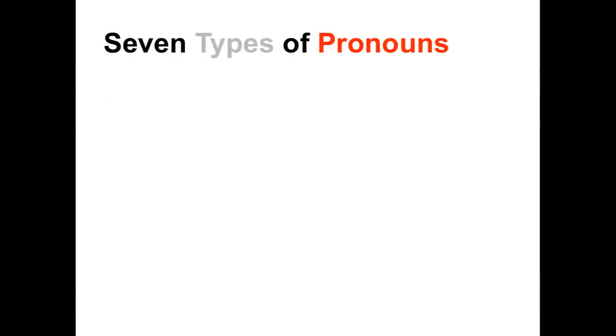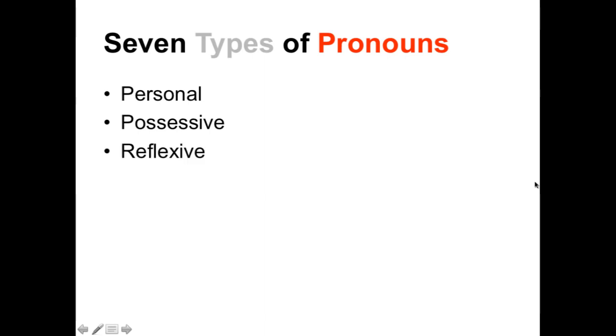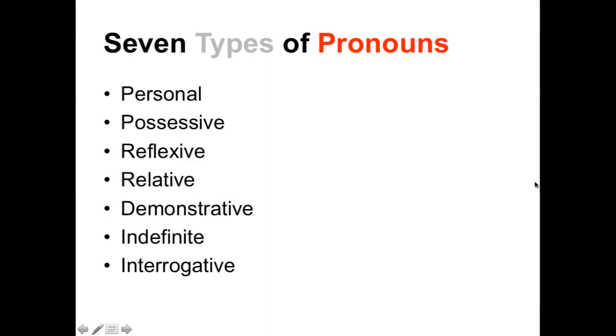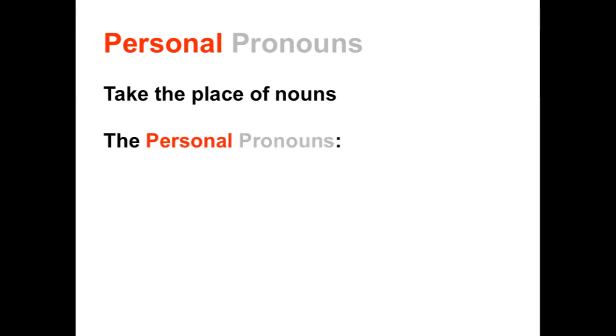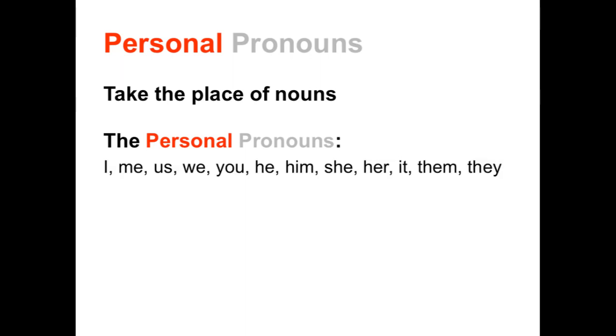Types of pronouns. There are 7 types of pronouns: personal, possessive, reflexive, relative, demonstrative, indefinite, and interrogative. We're going to go over each of these one at a time. Personal pronouns. Personal pronouns take the place of nouns. When most people think of pronouns, they're thinking of personal pronouns. Here are the personal pronouns: I, me, us, we, you, he, him, she, her, it, them, they.